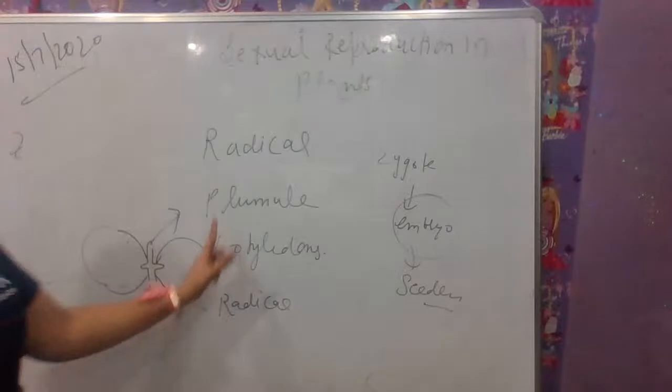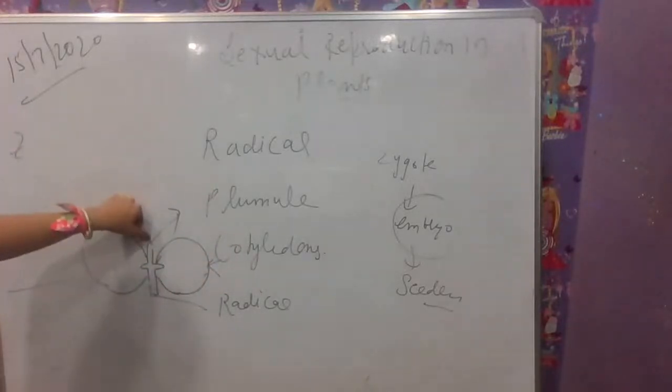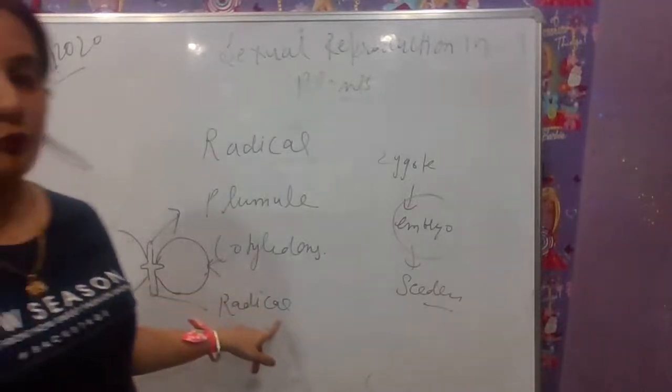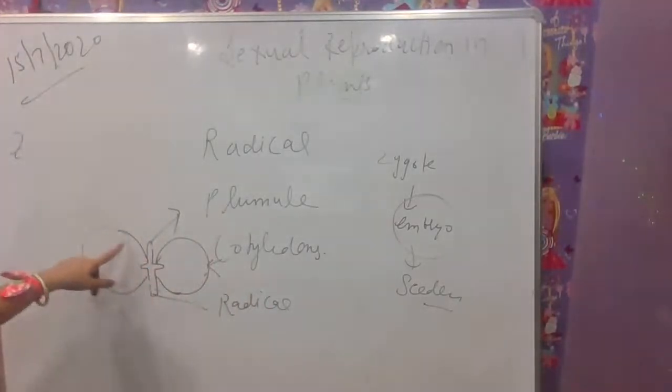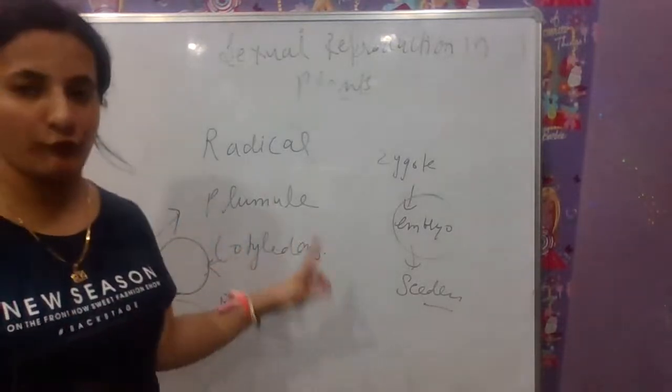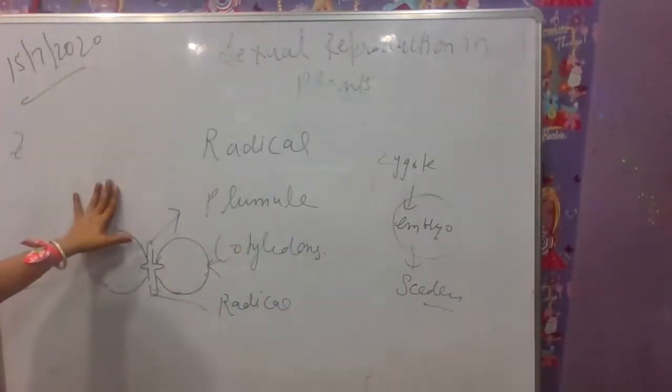Now seed contains a future plant. Plumule part gives rise to future shoot. Radicle gives rise to future root. And cotyledons help to store food. It helps to store food. So this is a future plant.